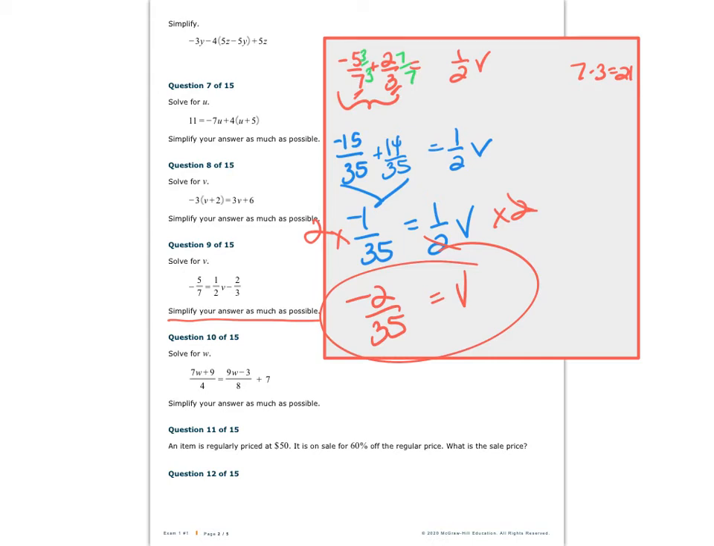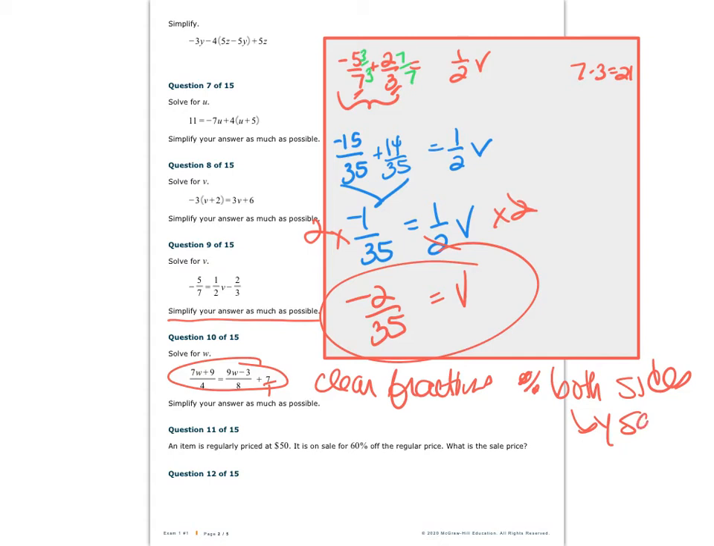Okay, let's take a look at question 10. Question 10 is another fraction question, but it has a denominator of 4, a denominator of 8, and technically a denominator of 1. You can clear your fractions. The way you can clear your fractions is to multiply both sides by the same number. In this case, you want to multiply by a common denominator. If you notice 4, 8, and 1, the least common denominator is 8. So we're going to multiply both sides of the equation by 8.